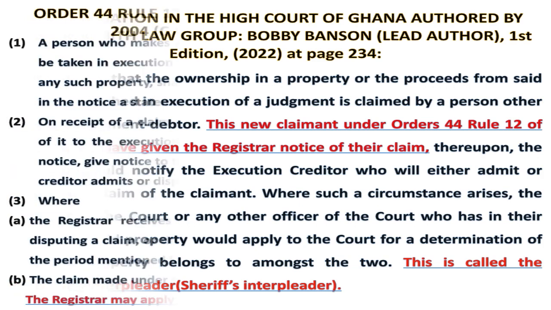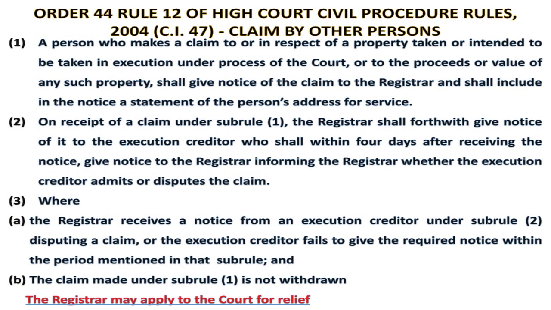So let's go to Order 44 Rule 12 and let's see what it says. Order 44 Rule 12 reads as follows, and I quote, "A person who makes a claim to or in respect of a property taken or intended to be taken in execution and the process of the court, or to the proceeds or value of such any property, shall give notice of the claim to the registrar, and shall include in the notice a statement of the person's address for service."